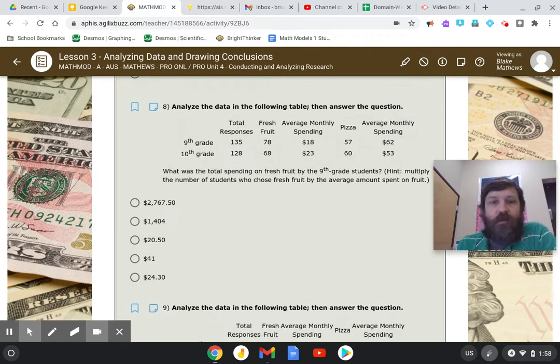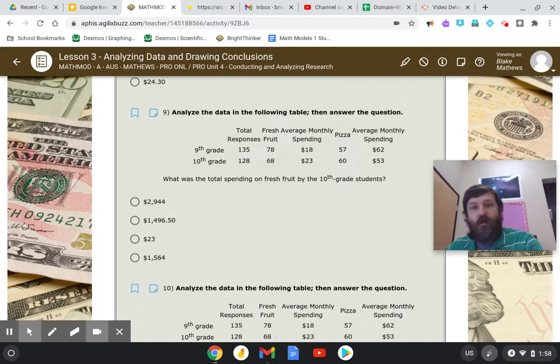The number 8 would be one that I would say, what's the total spending on fresh fruit by 9th grade students? Well, fresh fruit, 9th grade is 78, and they spent $18 monthly, so you need to multiply those numbers. 78 people spent $18 on average, so what was the total? Same thing, total for fresh fruit on 10th grade students. Well, we have 10th grade students here and their average monthly spending, so we need to multiply those two.